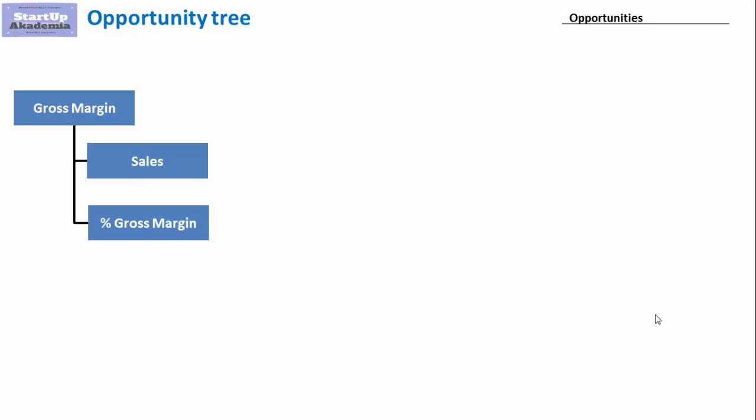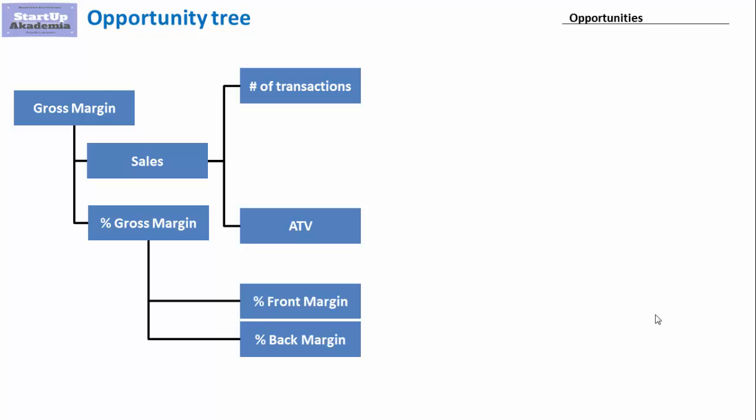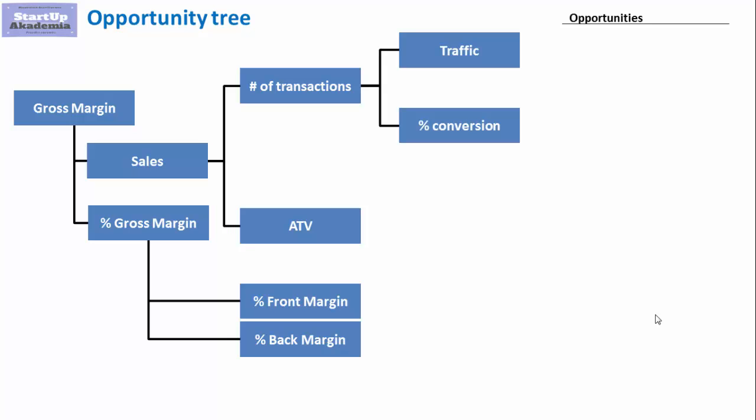For e-commerce, let's say we are looking at the gross margin, which depends on two things: sales and percentage gross margin. Sales is actually just depending on the number of transactions and the average transaction value, whereas the gross margin is a sum of front margin, so what we get when we buy first, and then the back margin, which is all the bonuses we got because we sold enough or we reached some targets from the suppliers. Let's also have a look at what the transaction depends on. The transaction depends on the traffic and the percentage conversion.